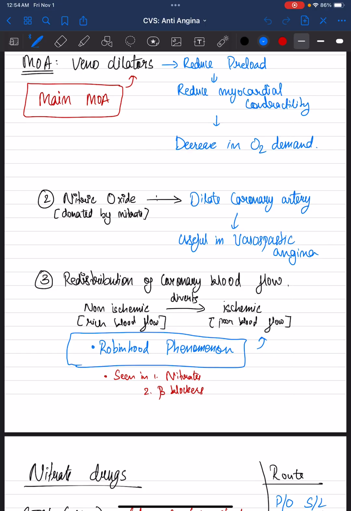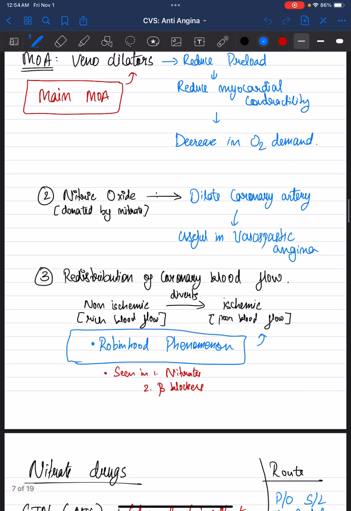As we already read, nitrates are a free donor of nitric oxide, and nitric oxide dilates the coronary artery, and dilation of the coronary artery is useful in vasospastic angina or Prinzmetal angina. And the third mechanism of action of nitrates is redistribution of coronary blood flow. So it diverts the blood from the non-ischemic area to the ischemic area.